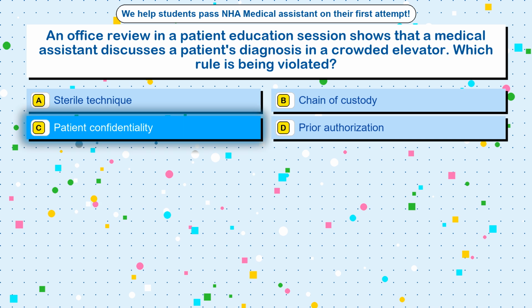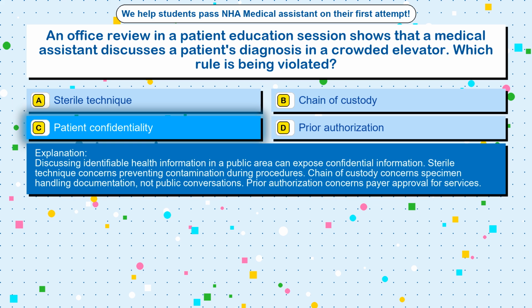The correct answer is option C. Patient confidentiality. Discussing identifiable health information in a public area can expose confidential information. Sterile technique concerns preventing contamination during procedures. Chain of custody concerns specimen handling documentation, not public conversations. Prior authorization concerns payer approval for services.